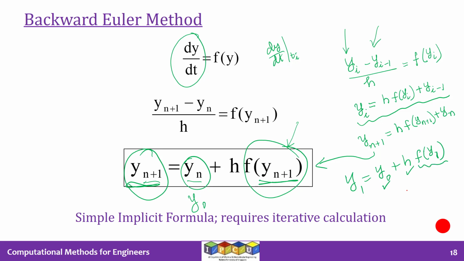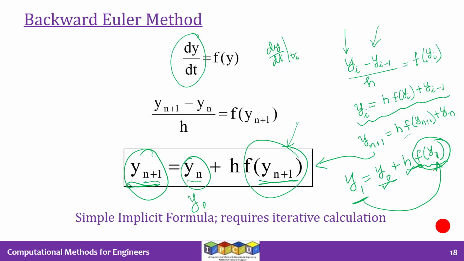Therefore, what we do is we have to assume a value of y1. Then evaluate f of y1. Multiply that by h, and to that you add y0. Now you will get a new value for y1. You take it and put it back there. And so on, do these iterations until we converge to a value of y1. So that is your value of y1.